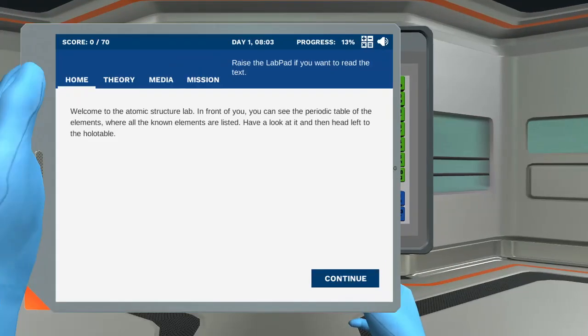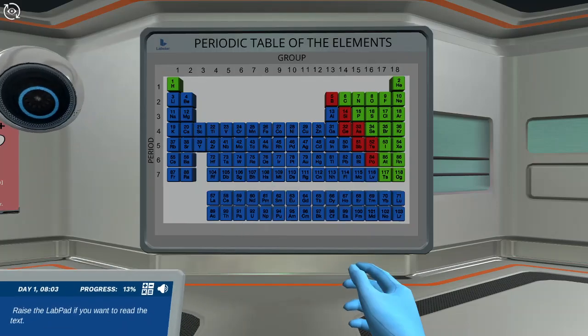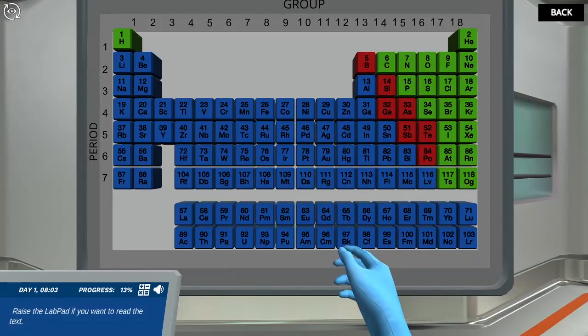Welcome to the Atomic Structure Lab. In front of you, you can see the periodic table of the elements, where all the known elements are listed. Have a look at it and then head left to the holo table.